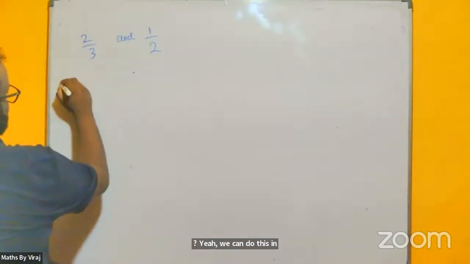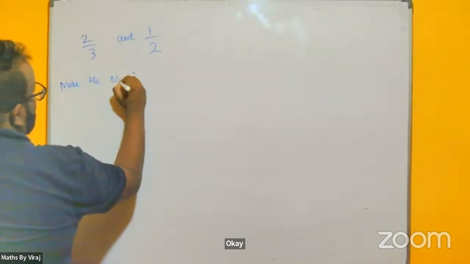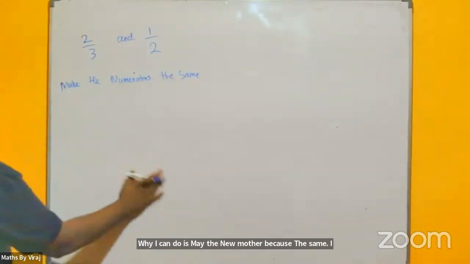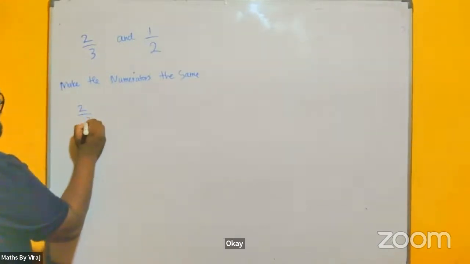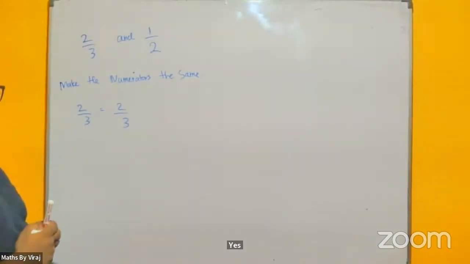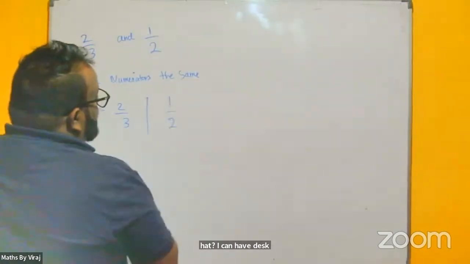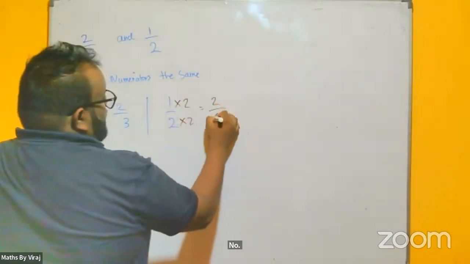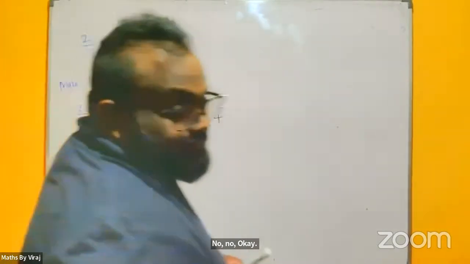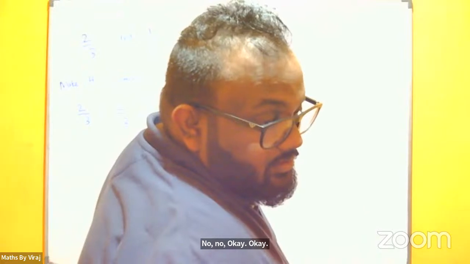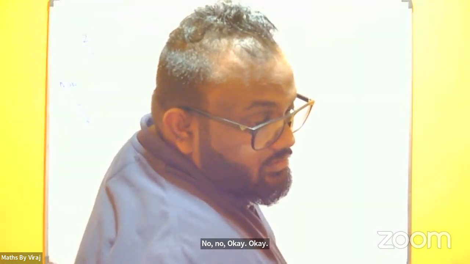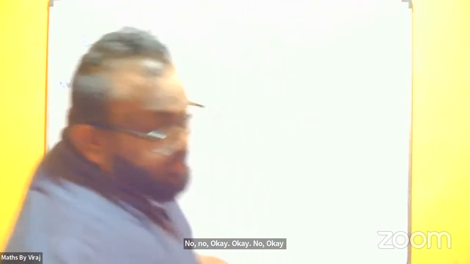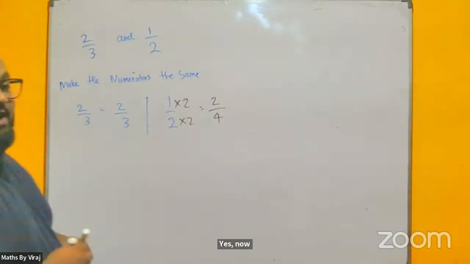What I can do is make the numerators the same. How can I do that? I can have it as 2 upon 3 and 1 over 2. I can multiply top and bottom both. Now 2 upon 3 and 2 upon 4.